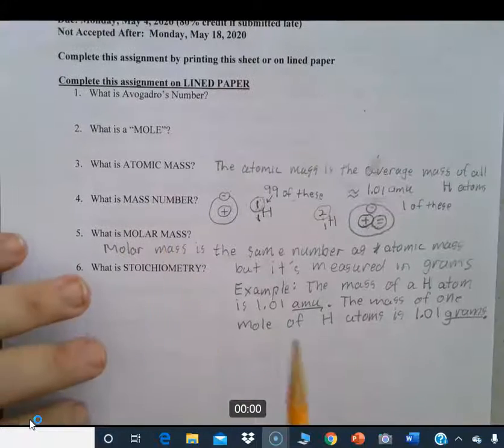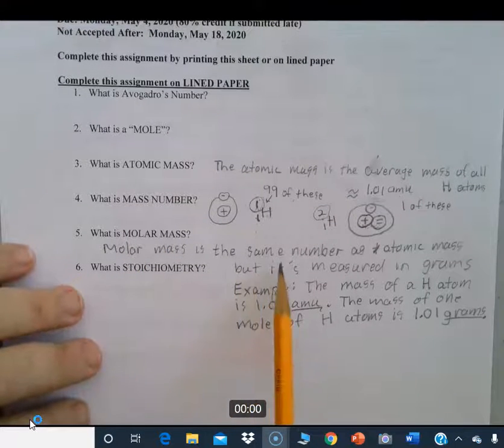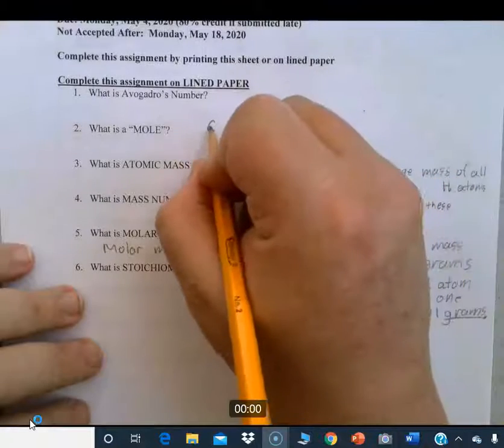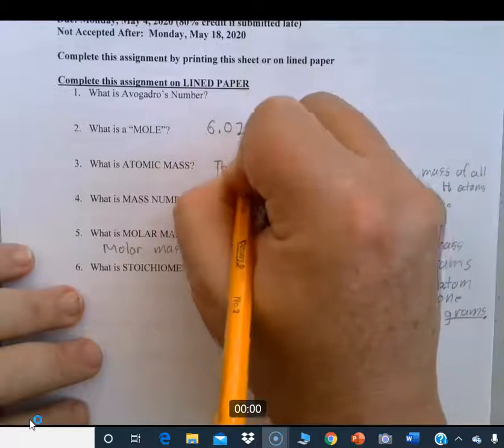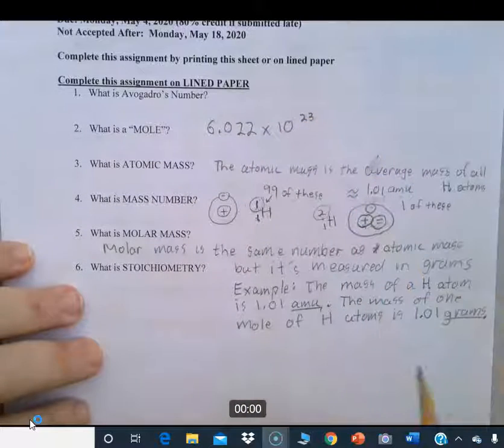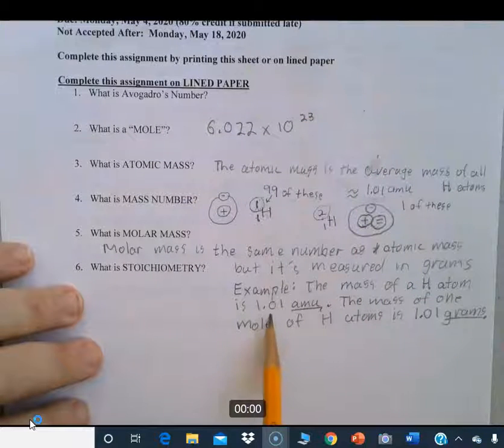Okay, so molar mass is the same number as the atomic mass, but it's measured in grams. So for example, the mass of a hydrogen atom is 1.01 AMU, the number we have up here. The mass of 1 mole of hydrogen atoms is 1.01 grams. So the reason that this number, 6.022 times 10 to the 23rd, is such a magic number is that it will give you the same exact numeric value, 1.01, 1.01. The only difference is the unit of measure. It converts from AMU to grams.